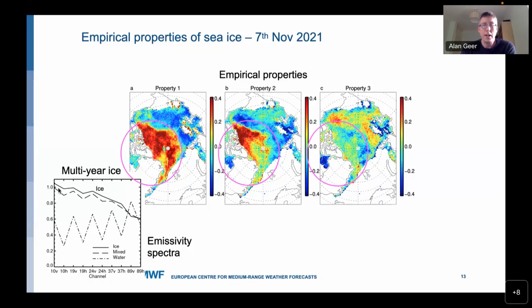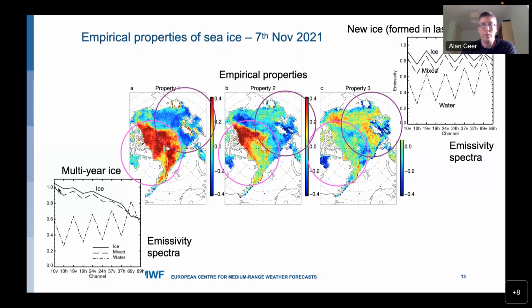And then there's clearly another domain where empirical property 1 is blue, so it's strongly negative, and other properties have different settings as well. And this is new ice that's formed over the last month, and in this particular example, just in the last few days. And this new sea ice is much more strongly polarized and has a very flat surface emissivity spectrum. And so although it's an empirical model, it seems to be capturing real physical details of the problem.